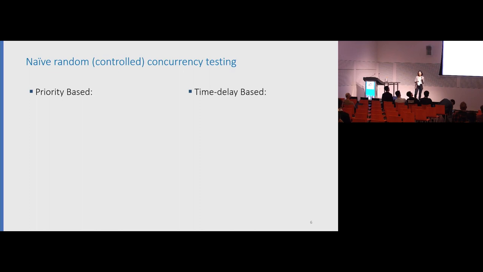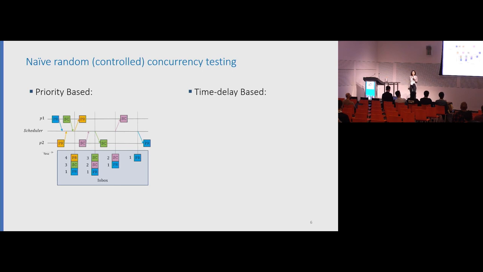So we control the scheduler so that we can control which messages to execute, whether to delay them or reorder them. And we use two algorithms. The first one is priority-based concurrency testing, which assigns priorities to the individual messages. So here is the scheduler we hacked, which collects all the messages from the processes.